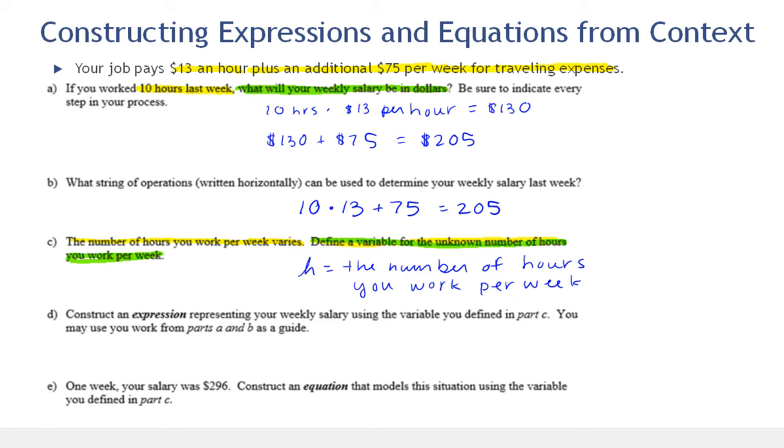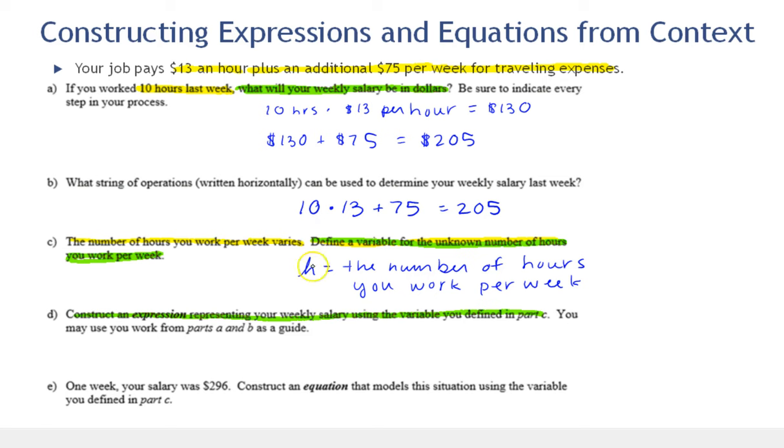Now we're asked to construct an expression representing your weekly salary using the variable you defined in Part C. So we're going to use this variable, and we're going to use the work from Parts A and B as a guide. And we'll focus on B because here we have it. This part is the expression, so notice it says an expression. And which one of these values is the number of hours you worked per week? We want to replace that with the variable H. So notice it says you worked 10 hours last week, so we should replace 10 with H.